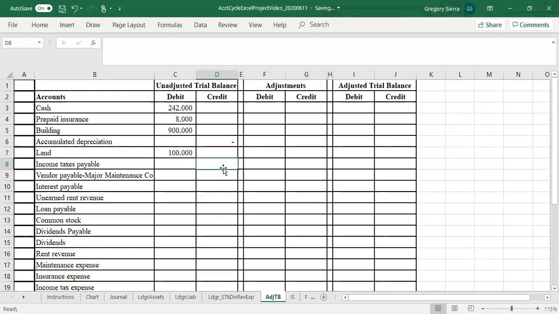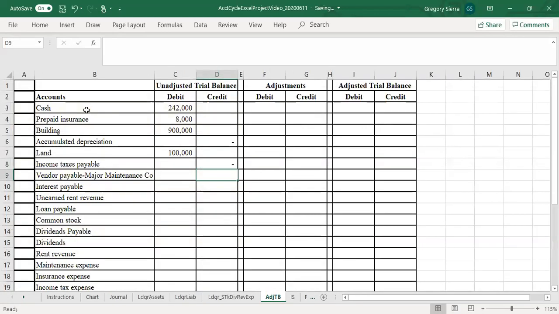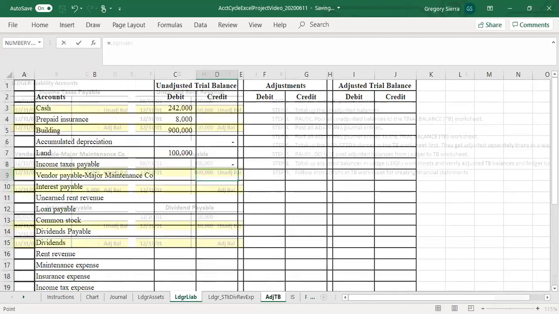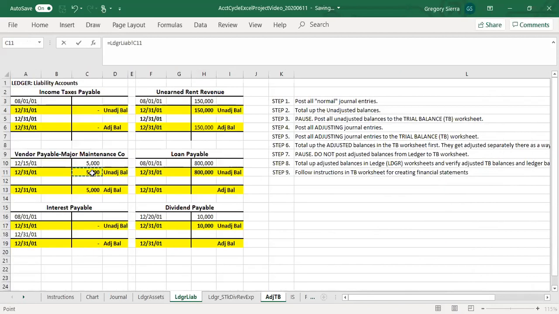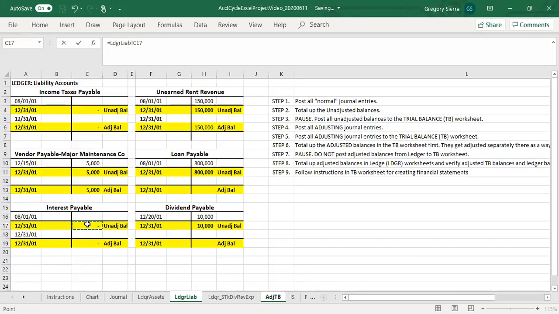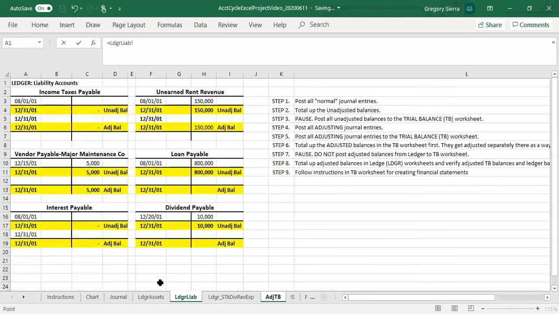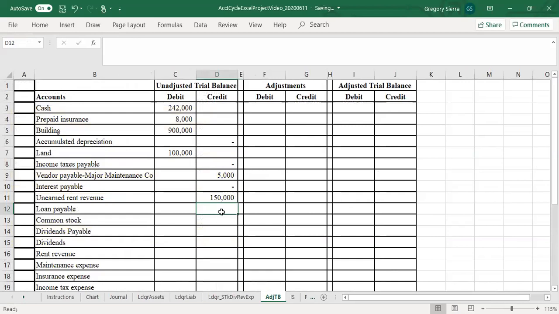Income tax, so let's go to the liabilities. Income taxes payable, vendor payable, major maintenance co, 5,000, interest payable. And again, we're just going to the unadjusted balances. And you have to make sure that's where you point because a lot of these are going to change after we do the adjustments. So 150,000 in unearned.